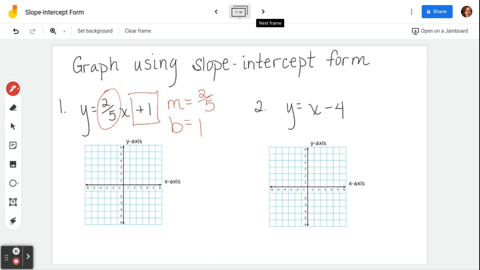So to graph this, you put your starting point on your y-intercept. So I'm going to put a point at +1 on my y-axis. From there, a positive slope tells you to move up and then right.